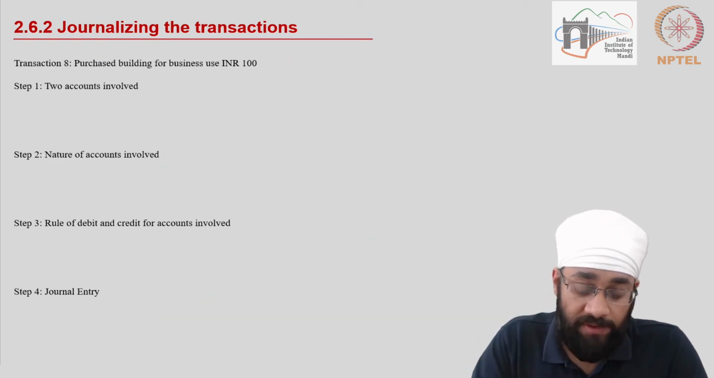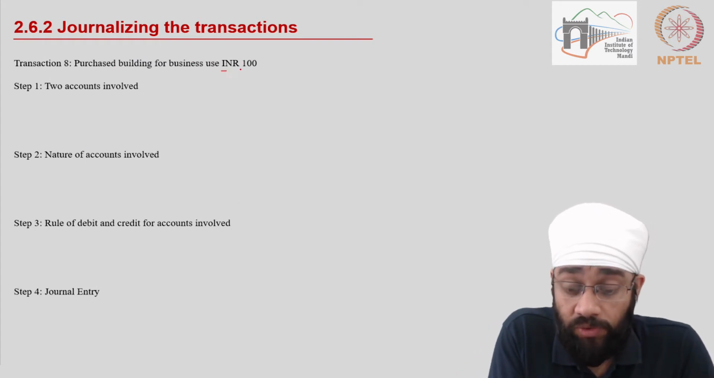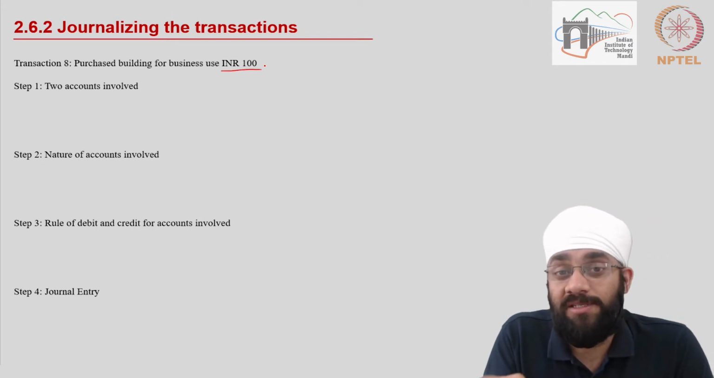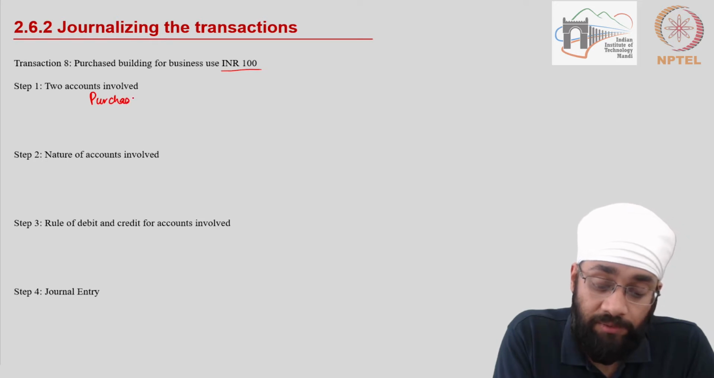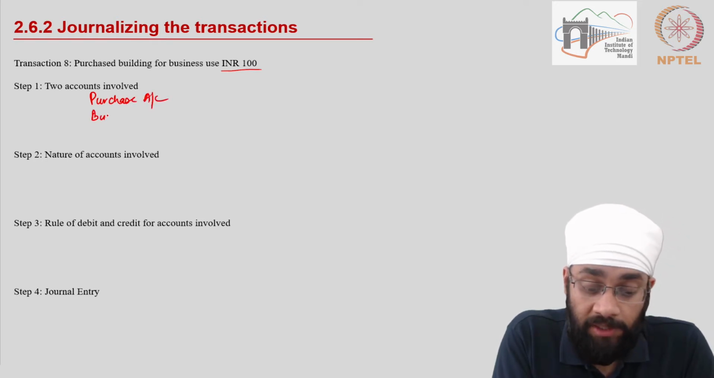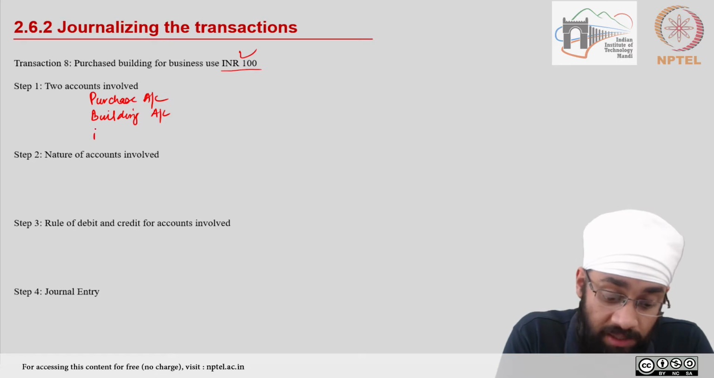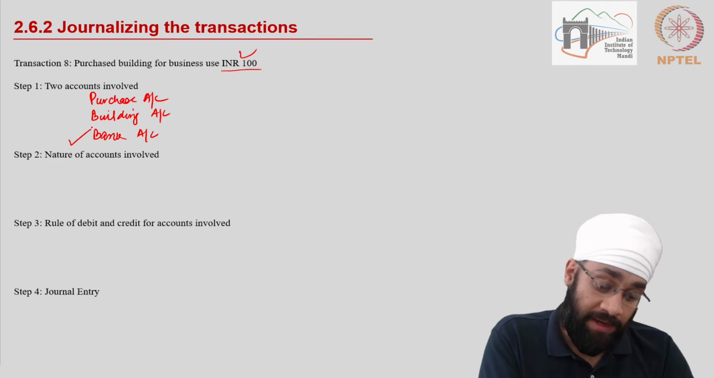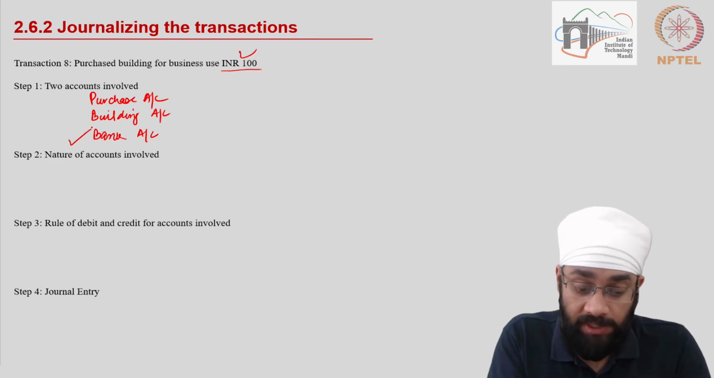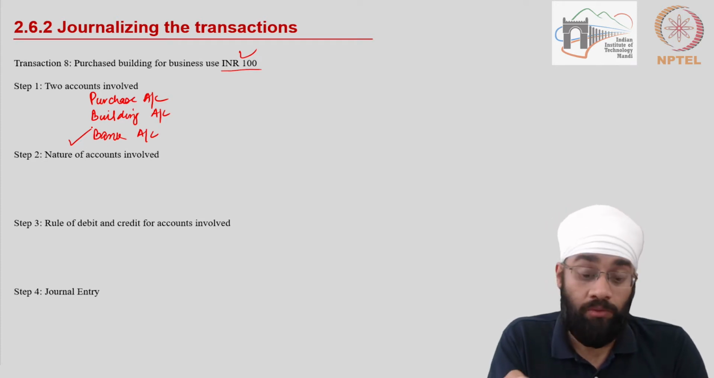Let's go to another entry where you are purchasing building. Purchase building for business use, 100. What are the various accounts involved? You have purchase account. You could argue that there could be a building account, and there is money being paid, so clearly bank account. So we agree that bank payment will be made, so bank account is involved. The remaining two options are purchase account and building account.